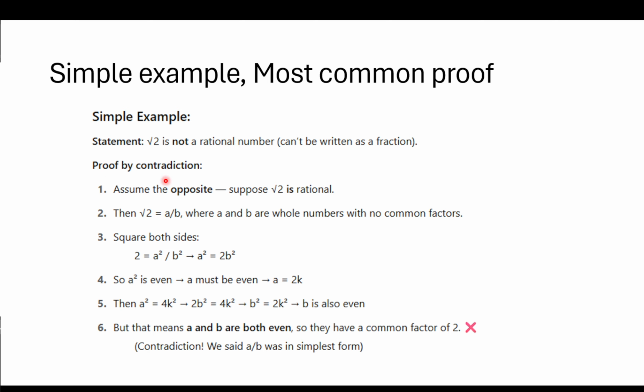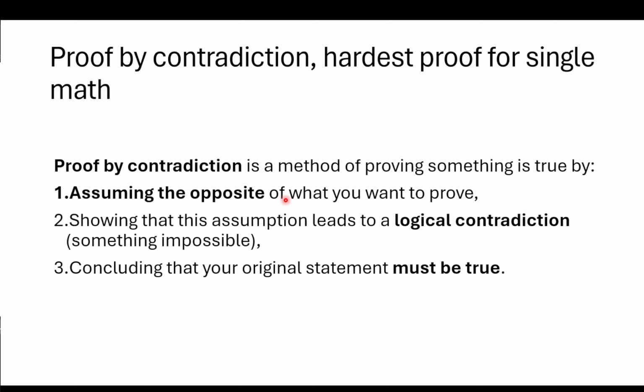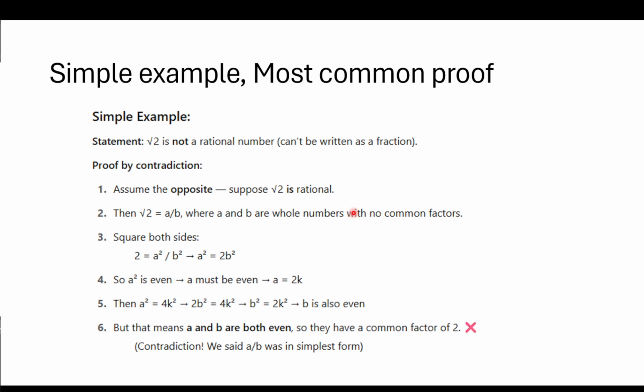So proof by contradiction, assume the opposite. That's our first step, okay? Our first step is assume the opposite of what you're trying to prove. So let's suppose root 2 is rational, right? So wherever we see "is not", just change it to "is", okay? If root 2 is rational, then it can be written as a fraction, right? So you can write root 2 equals a over b, where a and b are whole numbers with no common factors. So that means they're in simplest form. So now we've done that.